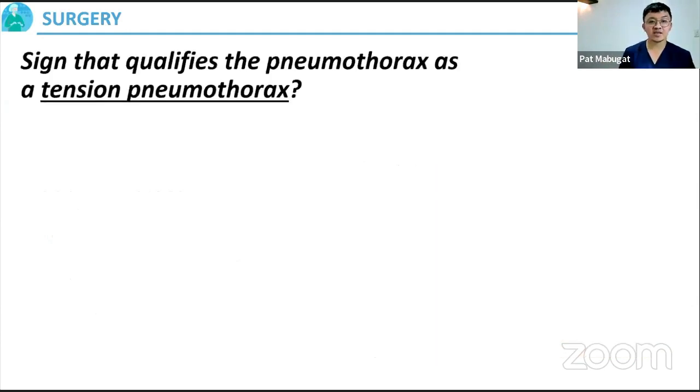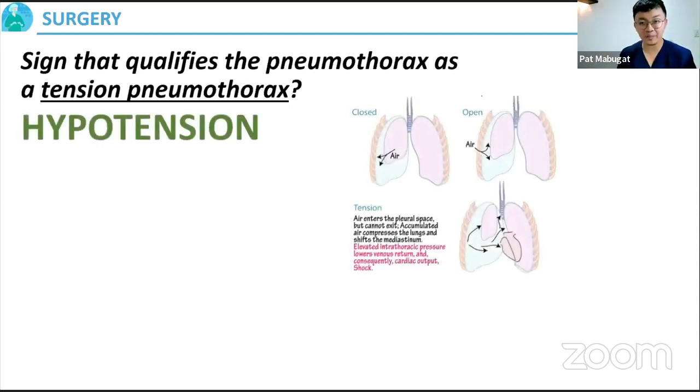Okay. Next, what's the sign that qualifies pneumothorax as a tension pneumothorax? A tension pneumothorax is only qualified by the presence of hemodynamic instability or hypotension. Tension. What is your pneumothorax pushing? It's pushing your mediastinum to one side. If there's pneumothorax here, it's going to push the lungs here, it's going to push the mediastinum here. As a result, your vessels are going to get occluded.